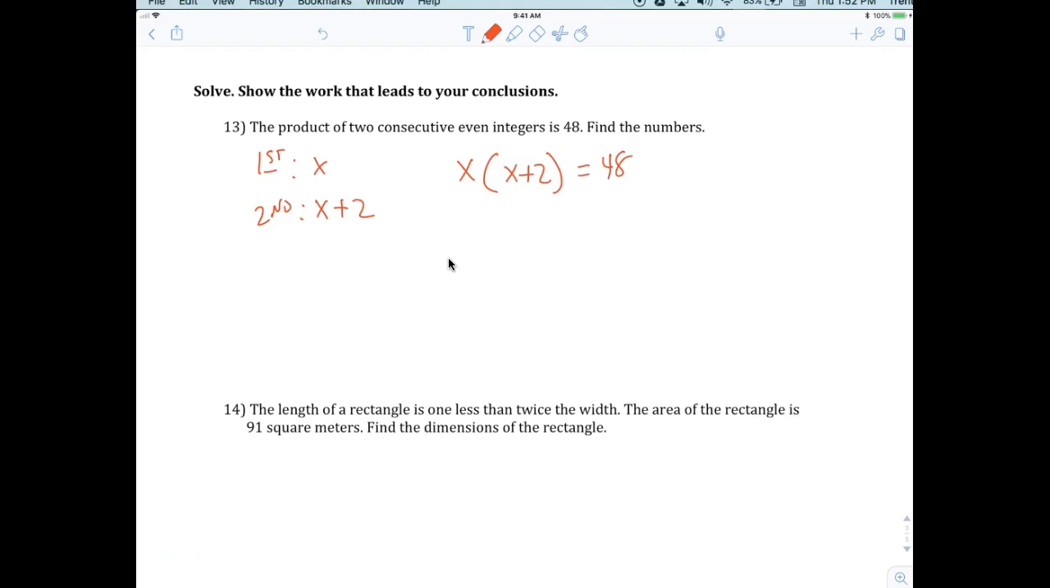So let's say the first even number was 12. How do I get to the next one? Oh, okay. That's all you do. You're adding 2. All right? Now, it's quadratic. Multiply. So I end up with what?